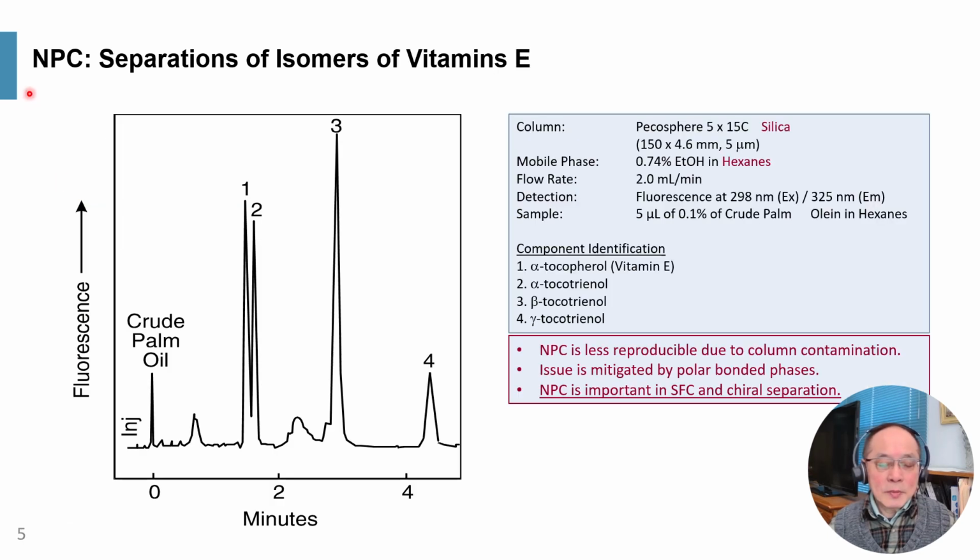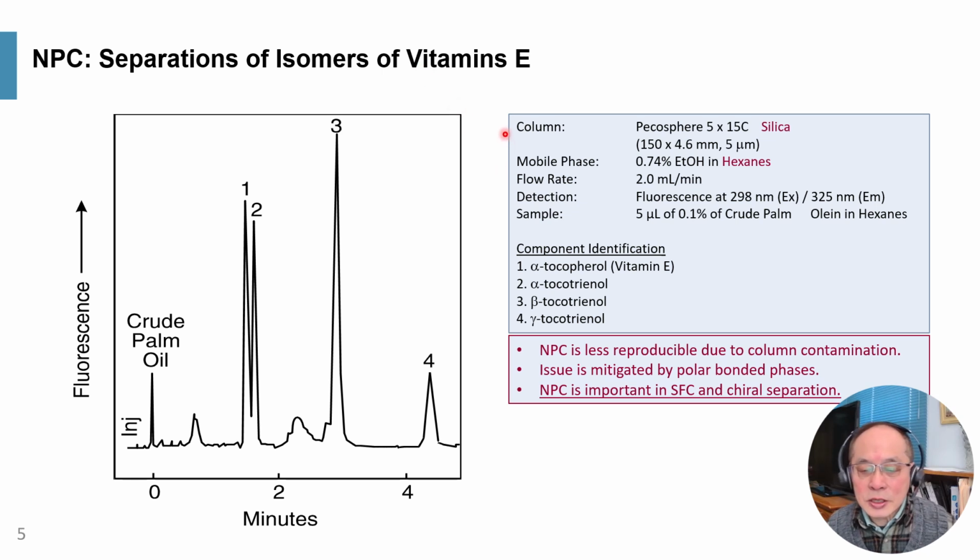In this diagram, we show you an illustrative case study on the separation of isomers of vitamin E using normal phase chromatography. Detection is using a fluorescence detector with a sample of crude palm oil, and we saw 4 components of the palm oil sample being separated in about 5 minutes.